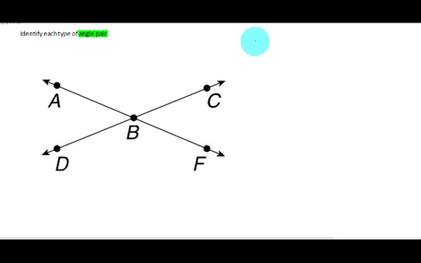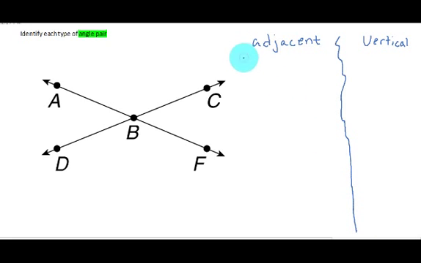Well, you have adjacent angles. These are angles that are next to each other. And you also have vertical angles, and these are angles that are opposite of one another. I'm just going to give us a divider here and just create a little bit of a table. And let's get a little bit more room.